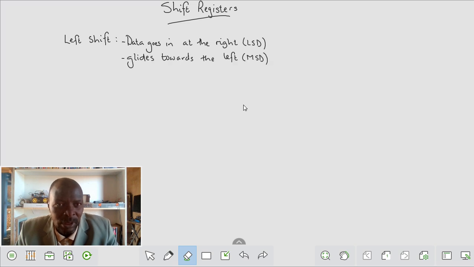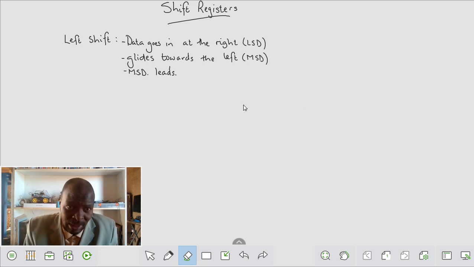Second thing that you have to note, it will glide. The number will glide towards the left. It's a left shift, so things are shifting to the left, towards the MSD. Obviously, if that's the case, it means that, just take a number for instance, the MSD will lead.